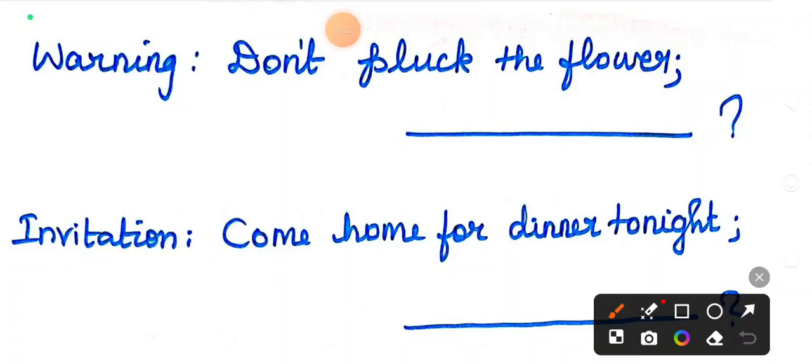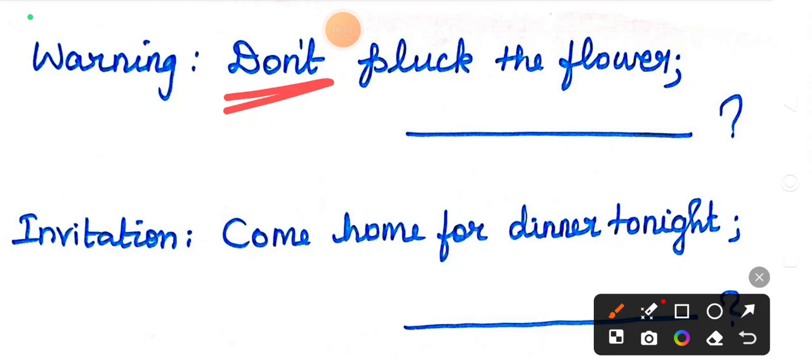Don't pluck the flower. See children, this is negative. But don't get confused with negative or positive. First we must understand whether the sentence is imperative or not. Yes, don't pluck the flower. It can be an order, or it can be an advice, or if you say sternly, it can be an order. But if you say it in a rude manner, it's a kind of warning. Anyhow, this is an imperative sentence.